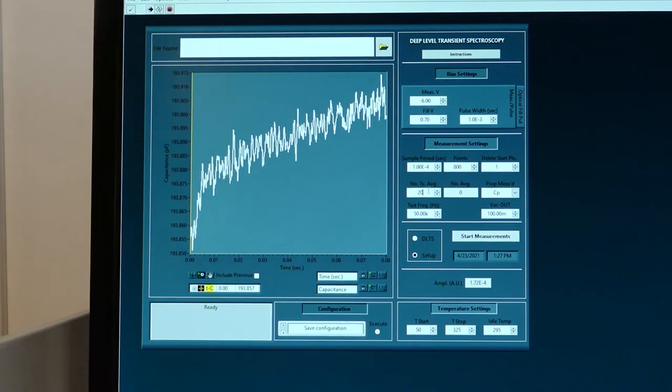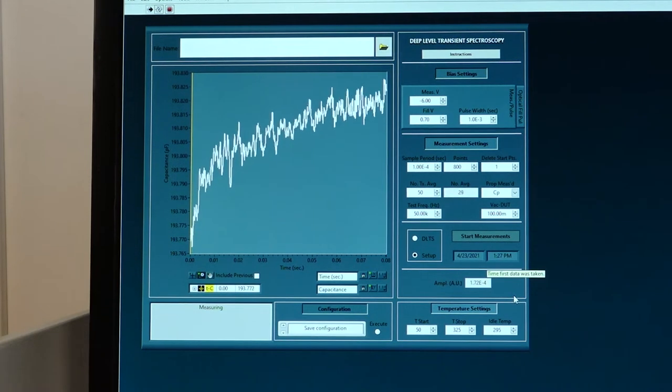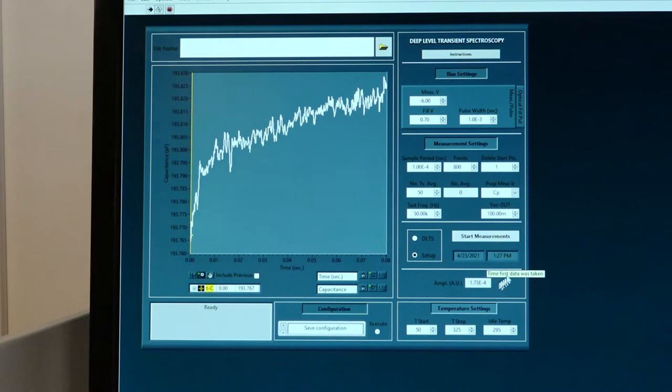Let us also try to increase the number of averages, although that would increase the measurement time, and let us see if the amplitude improves or not. The amplitude has improved very little, so there is not much of an effect of this number of averages.